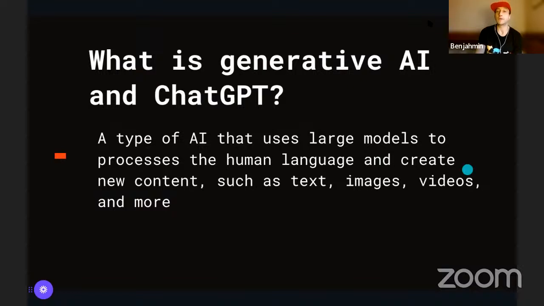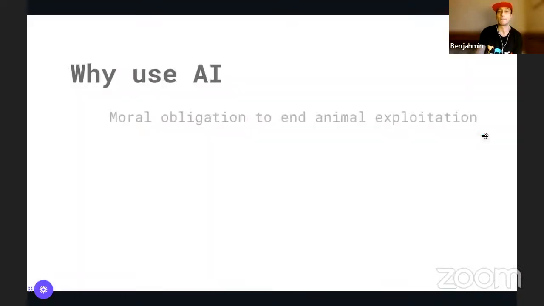So very briefly, what is generative AI? There are different types of artificial intelligence. Generative AI is the kind that ChatGPT falls under, and ChatGPT is just one brand, one company of generative AI. It's a type of artificial intelligence that uses what they call large language models to process human language and then generate or create new content based on those inputs, such as text, images, videos, and more.